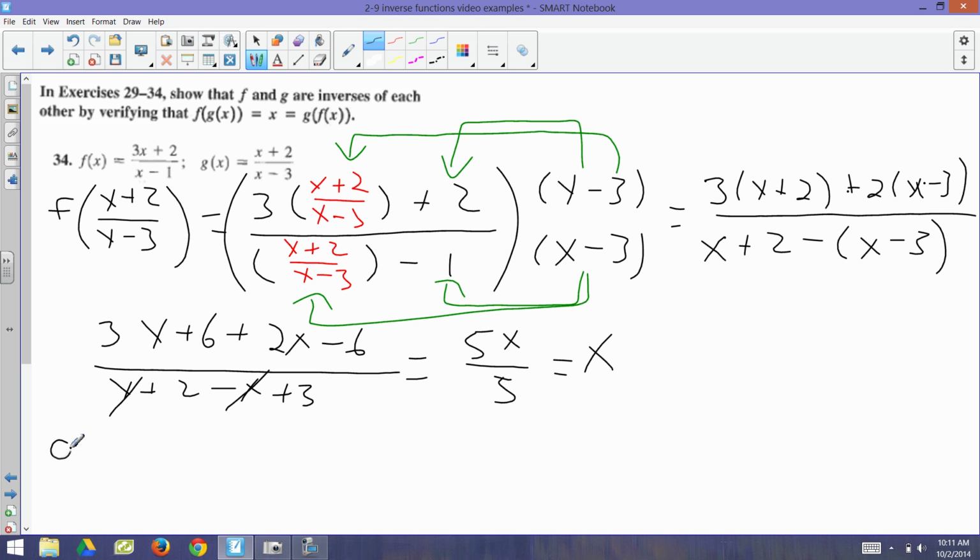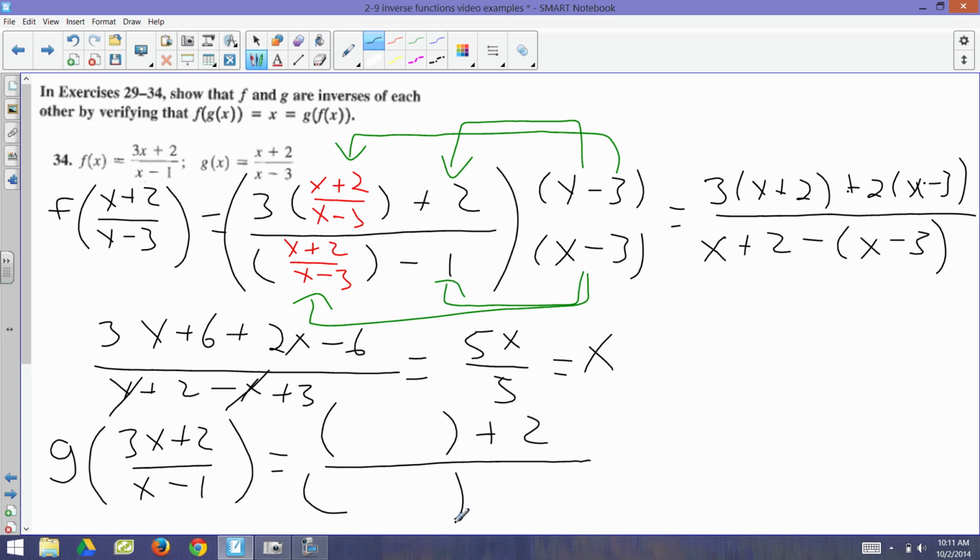Now, I want to show the g of f of x, and there's f of x, is also equal to x. So my g function is x plus 2 over x minus 3. Again, I have 3x plus 2 over x minus 1, because I have g of x, I have g of 3x plus 2 over x minus 1. So that's what goes in.